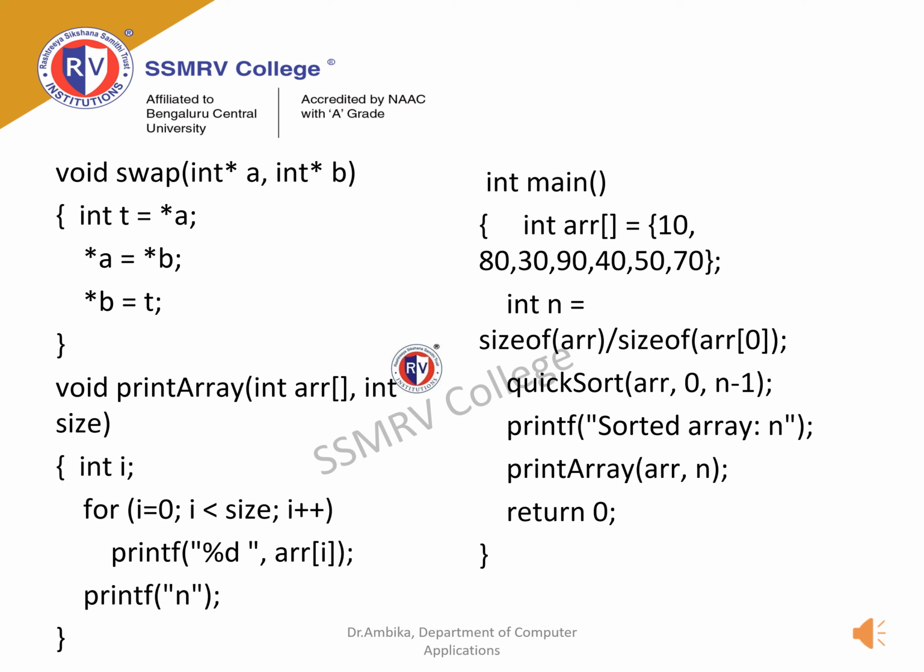Swap function is used to interchange the position of the passed arguments. Print array is used to display the sorted and unsorted array elements. In the main function, array elements are initialized, followed by a call to the quicksort and print array functions.